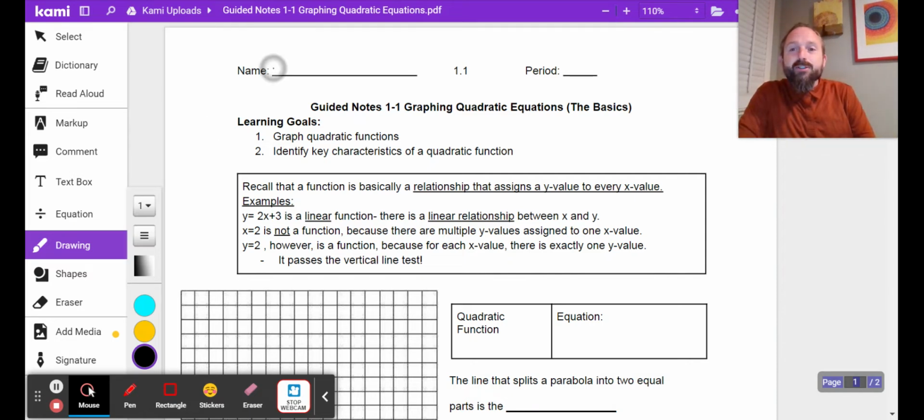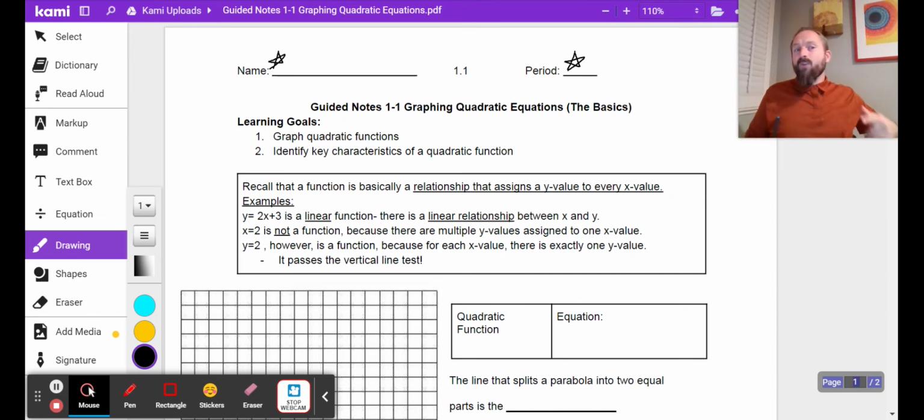So make sure you put your name at the top as well as your period number, and let's go over our learning goals. Our learning goals are to graph quadratic functions and identify key characteristics of a quadratic function. Now you can jump into a different video I have on what is a function, but understand for every input, there's only one output. And so here's a basic description of that.